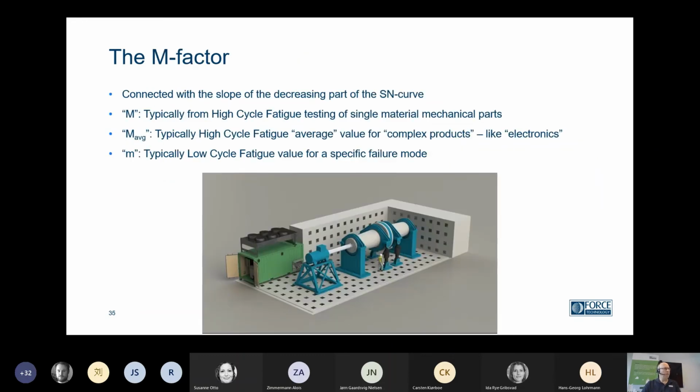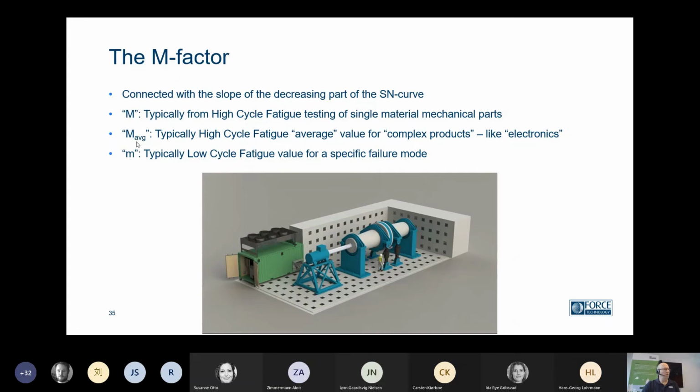Then we have to find this M factor. It's connected with the slope of the decreasing part of the SN curve. Some people use big M, which comes from high cycle fatigue testing of simple material mechanical parts. The drawing down here is of the test setup Force has in Linux, where we can test. You can see the size of a container and a small man, so we can make mechanical high cycle fatigue testing of very big mechanical parts.